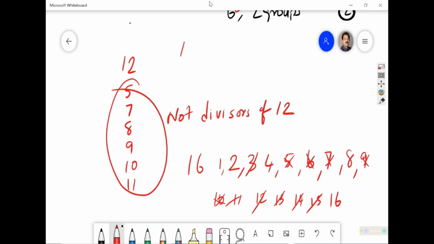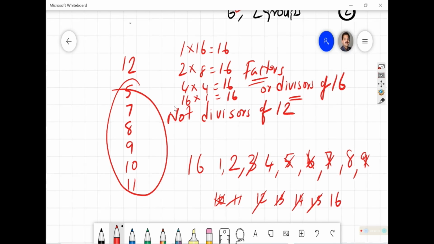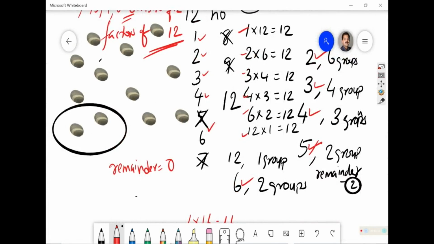So how do we write them? 1 into 16, so both come in 16, 2 into 8 is 16, 4 into 4 is 16. Then directly 16 into 1 is 16. So these are the factors or divisors of 16. Understood, my dear students? If we know the multiplication table, this will be understood quickly.